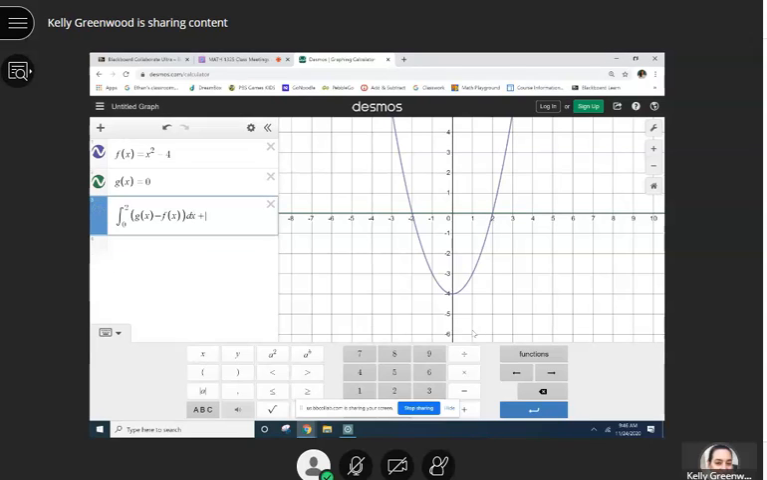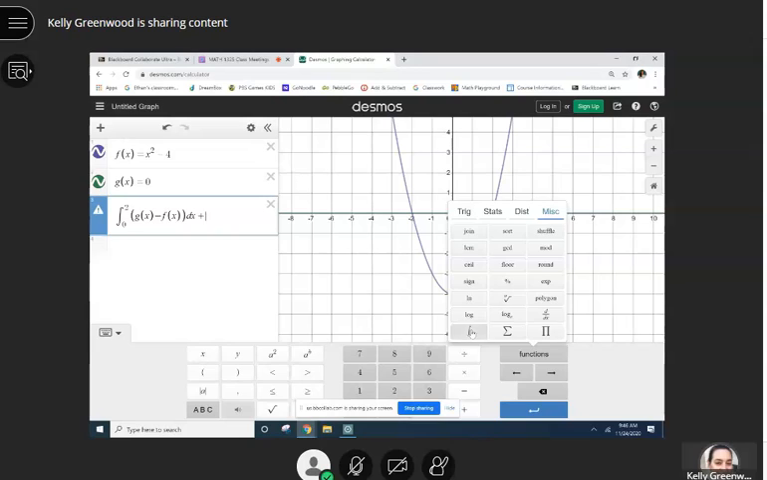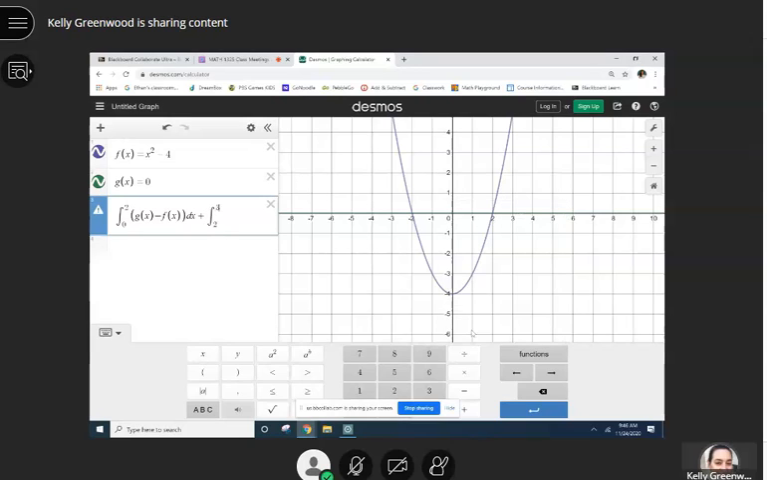And then I'm going to add the integral from 2 to 3. And this time, the f of x function is on top, and the g of x function is on the bottom. So I add them together. I got 7.666666666 repeating.